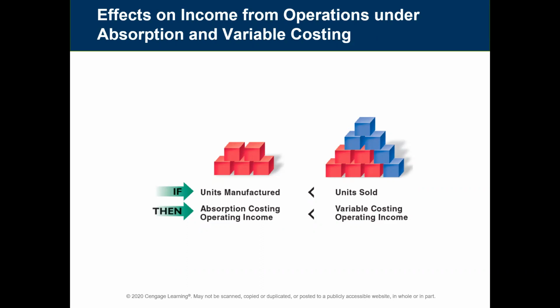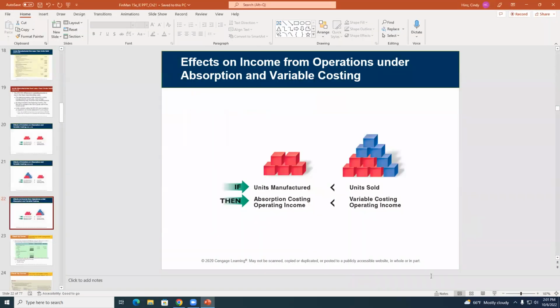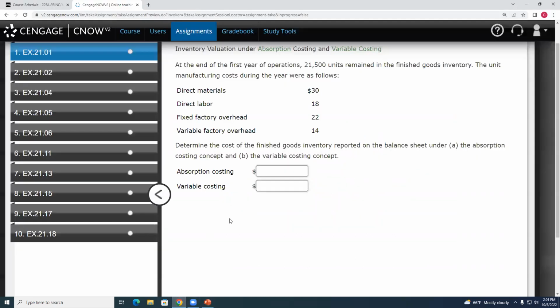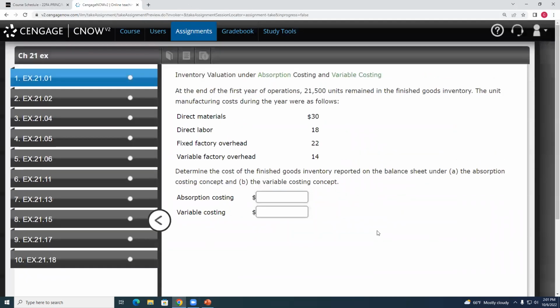So with that background, let's go ahead to our exercises. And we'll get started with our first exercise here: inventory valuation under absorption costing and under variable costing. Before we start this, does anyone have any questions? Everybody good? Okay.